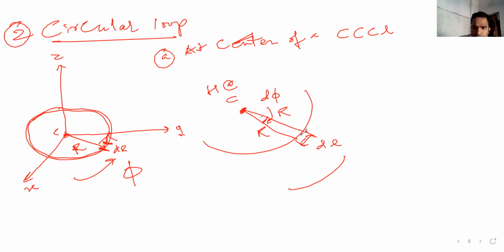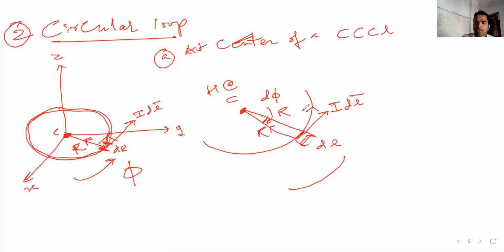So what will be this length, or the arc length, I can say. See, this is the circle in which the current is flowing. So the direction of the current element is this, and it's like this. And if we wish to find H at the center, our R bar is in this direction, right?